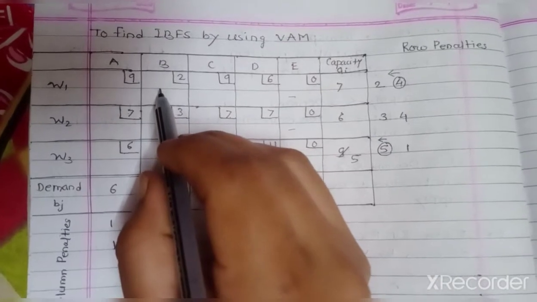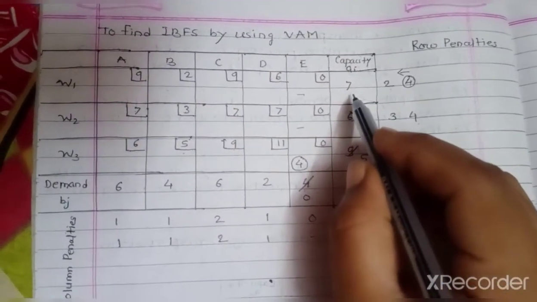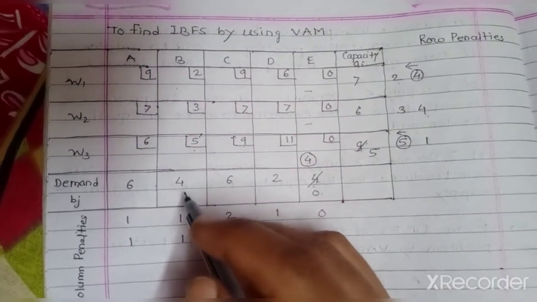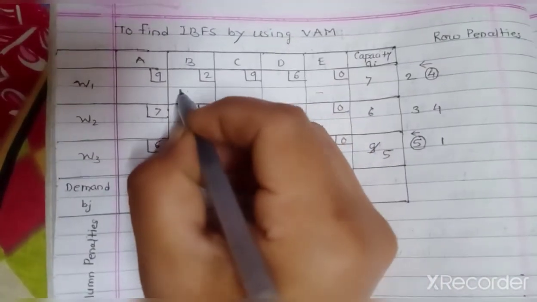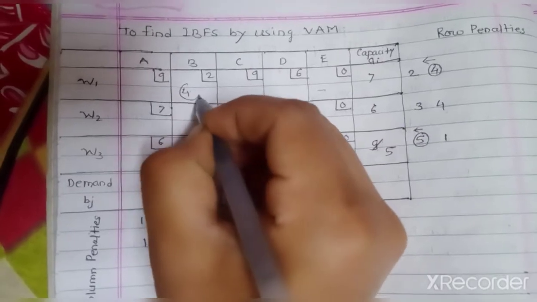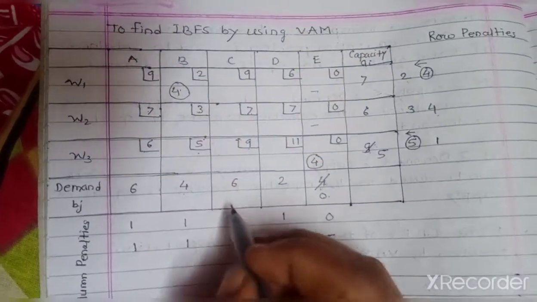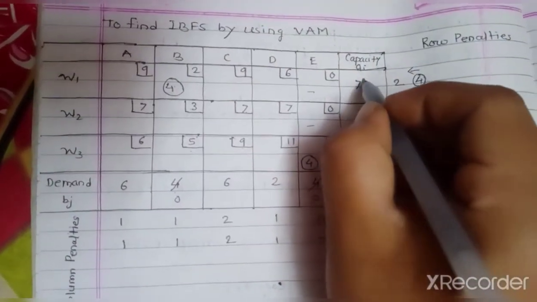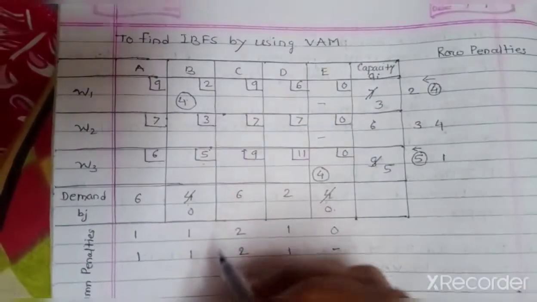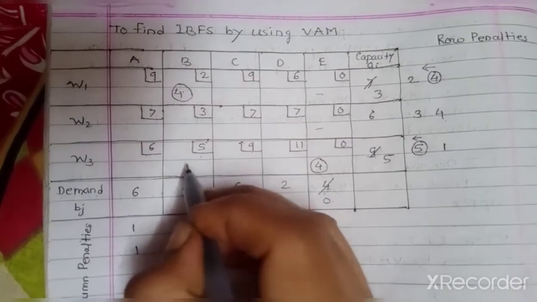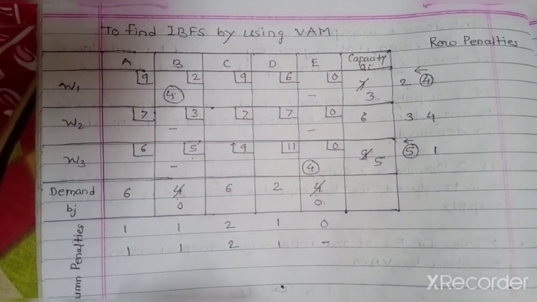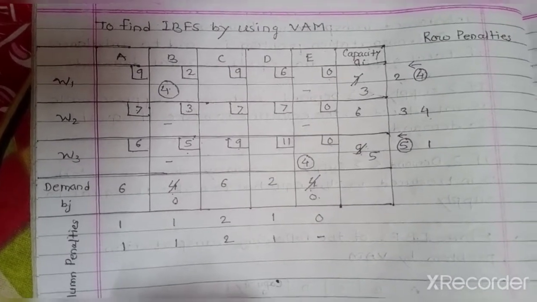Here the least cost is 2, the capacity is 7, and the demand is 4. Among these, the minimum is 4, so fill the 4 here. At the same time, 4 minus 4 is 0, and 4 is subtracted from 7, so there remains 3. When we write down the 0, we have to mention a dash here. Okay, then again follow the same procedure.